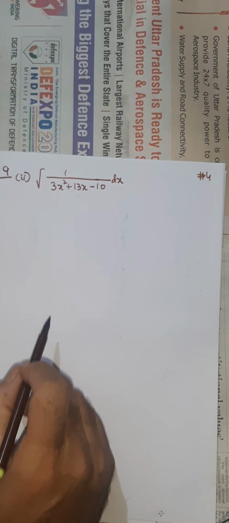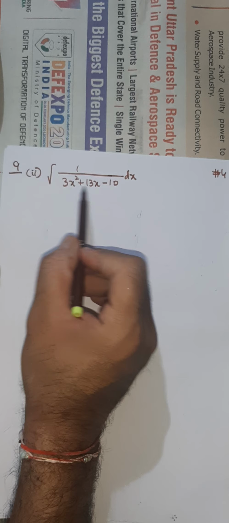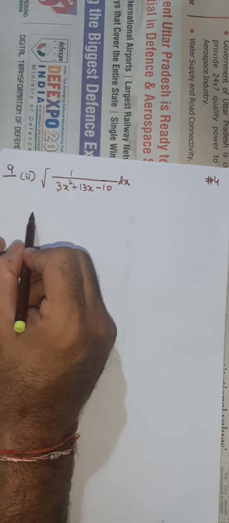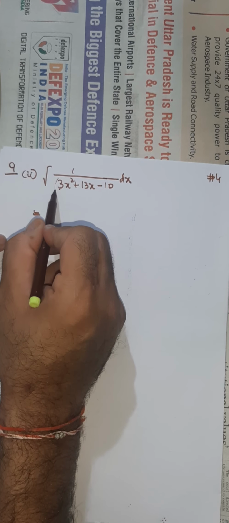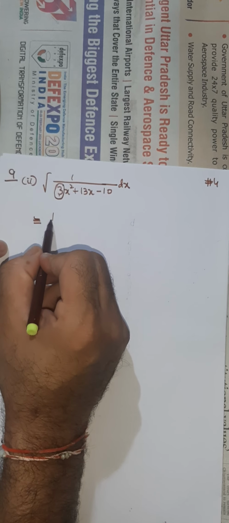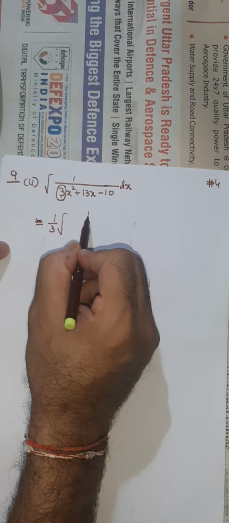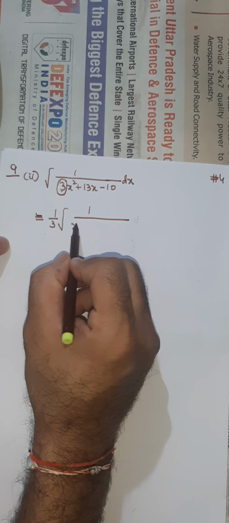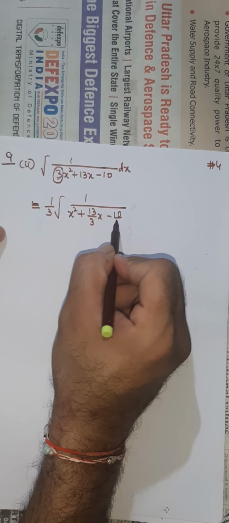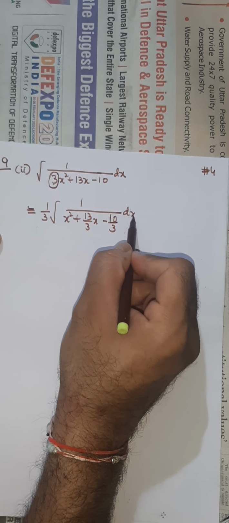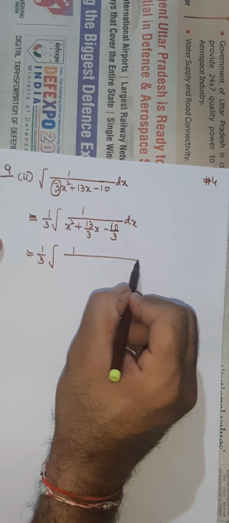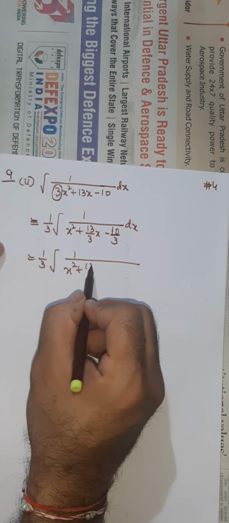9th example, second one. First and second both were about quadratic only. You know, every quadratic can be expressed as a sum or the difference of the two perfect squares. What we do normally in such questions, we make the coefficient of x square equal to 1. So I'll take 3 outside. So this is x square plus 13 by 3x minus 10 by 3. Now we express it as a sum or difference of the two perfect squares.